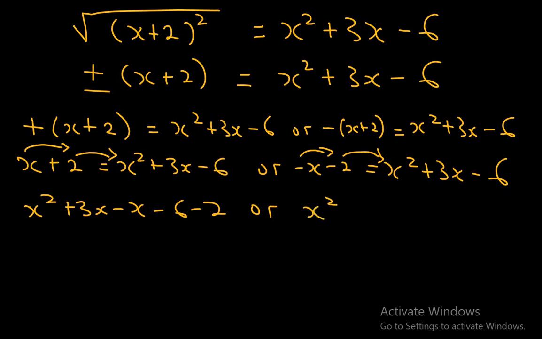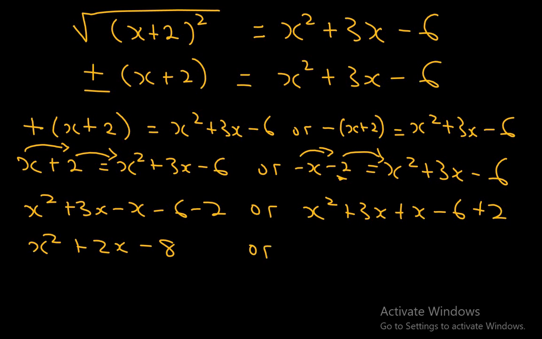And that will leave you with x squared plus 3x plus x. When the sign crosses the equal sign, the sign will change. You have minus 6, then plus 2. When a negative 2 crosses the equal sign, it changes. And simplifying further, you have x squared plus 2x minus 8. Then on this side, you have x squared plus 4x, then minus 4. Then you solve these respectively.